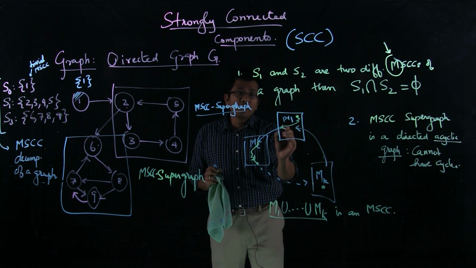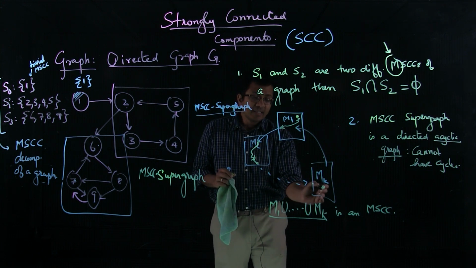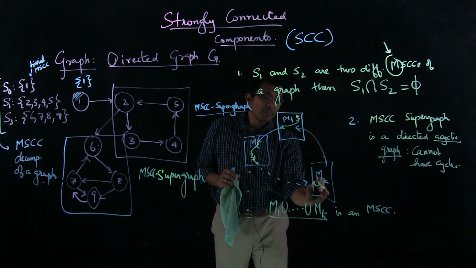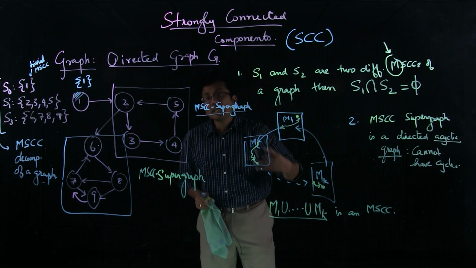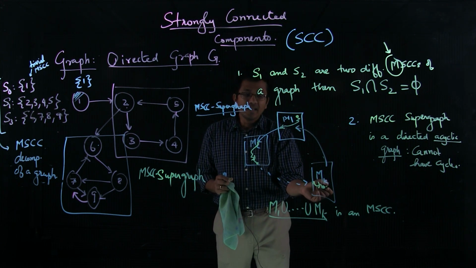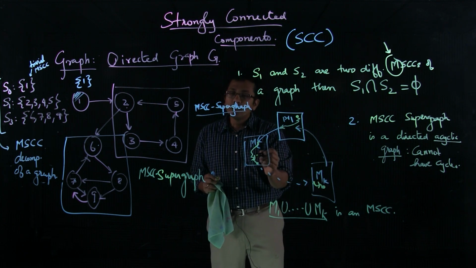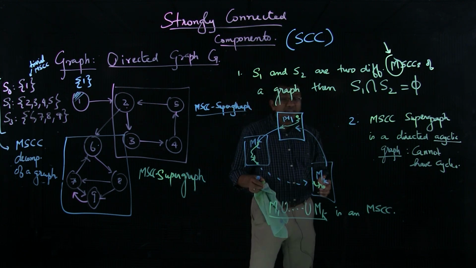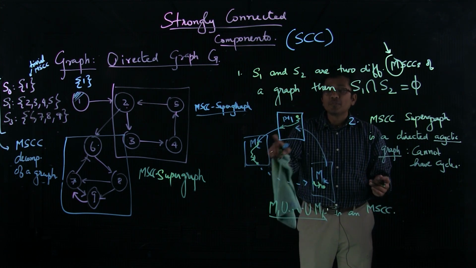I hop from one MSCC to the exit. From the exit I hop to the next one. I hop to the exit, I get to Mk, the entrance of Mk, and from there I will find a path, because each of these M1, M2 to Mk are themselves MSCCs, right? So I can go from anywhere to anywhere else. Likewise, I can go from any node in Mk to any node in M1 to any node in M2. So because of that, this entire union becomes an MSCC, which is larger than each of them individually.